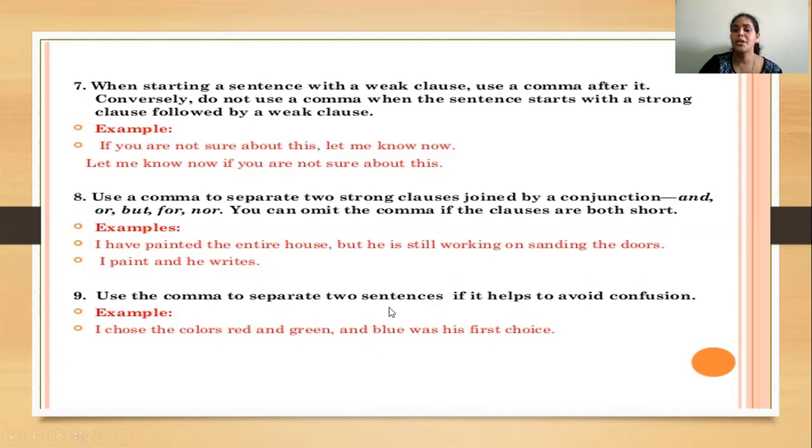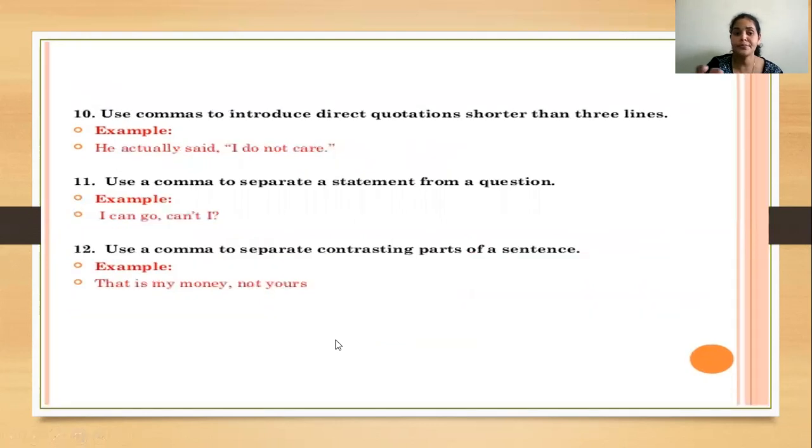Use a comma to separate two sentences if it helps to avoid confusion. For example, in this, I chose the colors red and green, and blue was his choice. So two different people, two different choices. In such a case, you need to put a comma. You use commas to introduce direct quotations shorter than 3 lines. For example, he actually said, I don't care, I don't need you. In such cases, you need to put a comma.